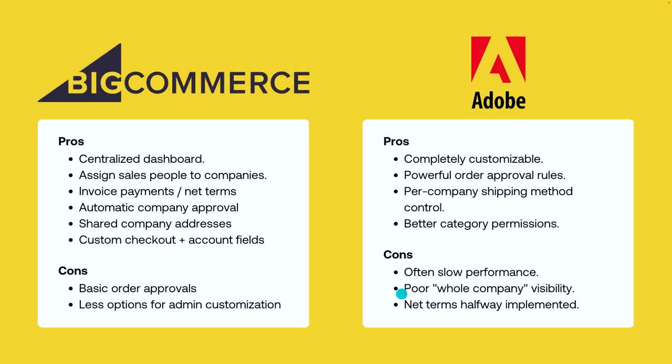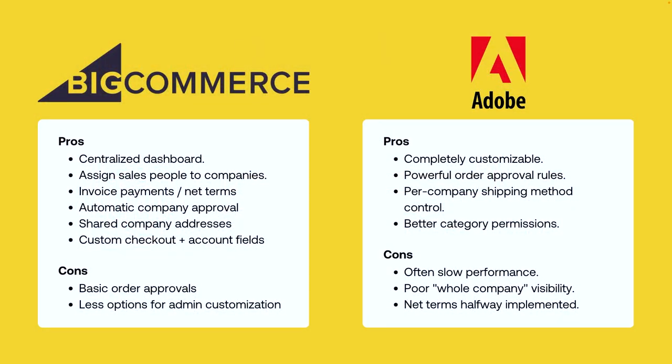Also, this idea around whole company visibility. As I showed you in the screenshot earlier about this centralized dashboard on the BigCommerce side, it's easier to find information about companies, and it's much harder on the Adobe side. In fact, there is literally no way out of the box to see all orders or all quotes for a given company. It's just not there. It can be added, but it's just not there.